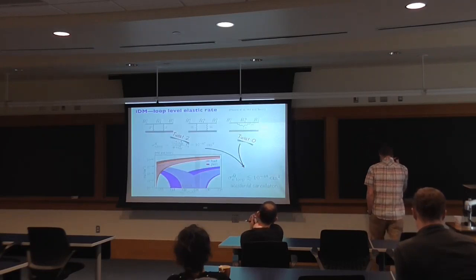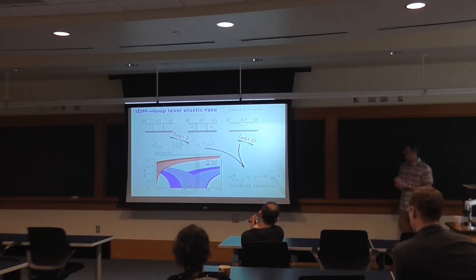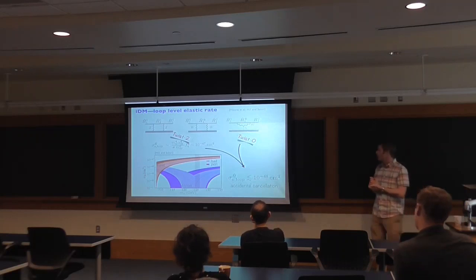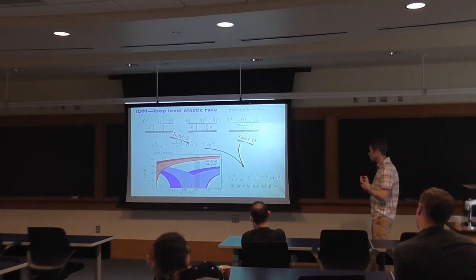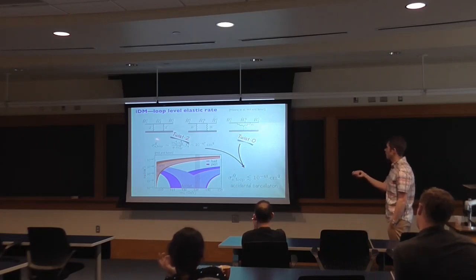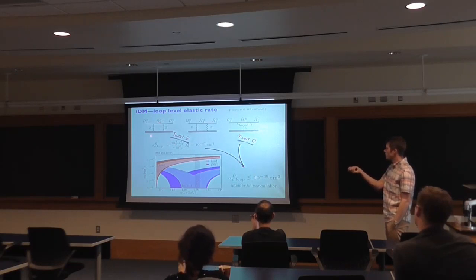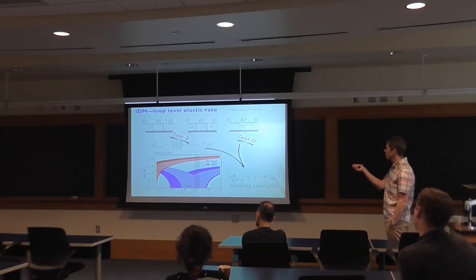Okay, so the next thing I told you about, the three or four hoops any model builder has to jump through with an IDM model, the next thing I have to calculate is the loop-generated elastic scattering cross-section. There are three different diagrams I can draw at the loop level: one with Z exchange, a Z box, a W box, and then this Higgs diagram.